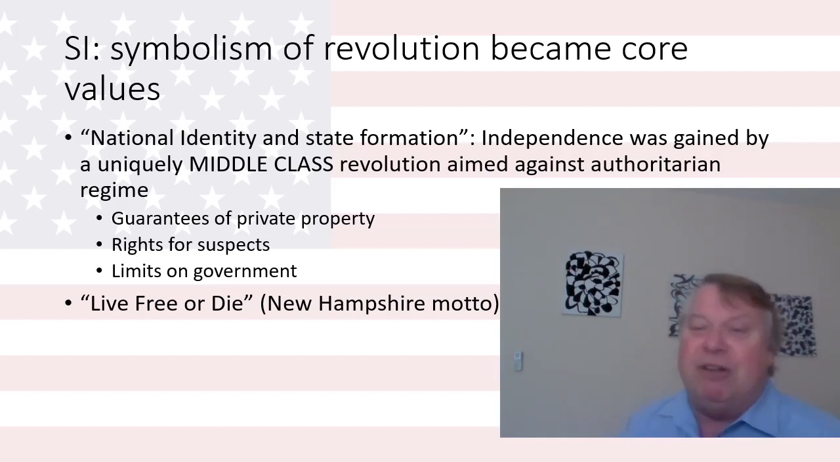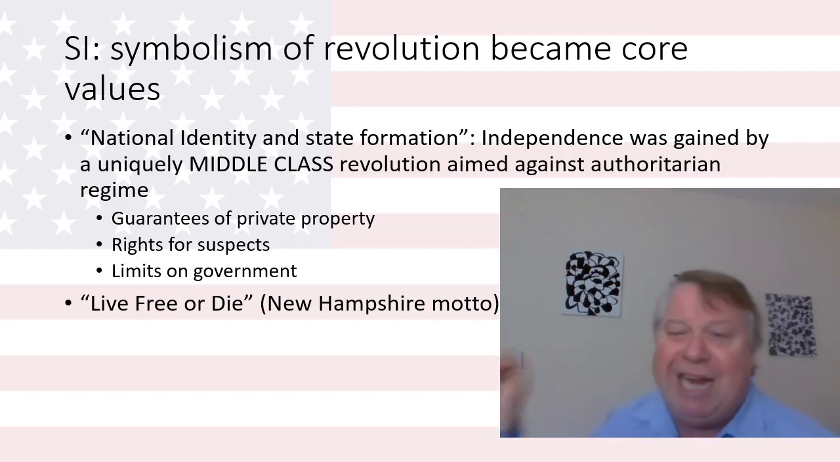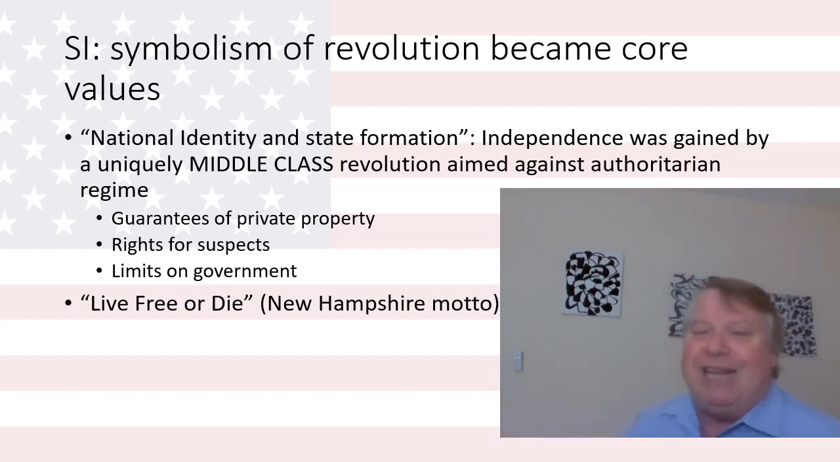And many of the guarantees, for example, of private property, the guarantees of rights of criminal suspects, the limits on government, were all put in the Constitution because these were specifically grievances Americans had against crown practices, that the crown would come and force you to take a bunch of soldiers into your house and feed them at your own expense, or the government would come and just take your property because they felt like they needed it, or suspects would be thrown into prison and treated like criminals even if there was no evidence against them.